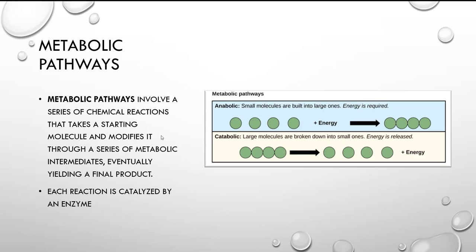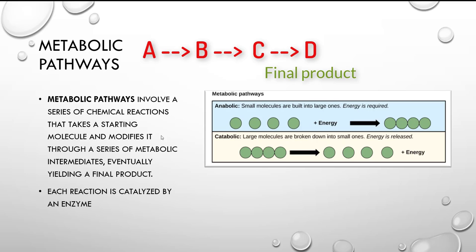It's just a series of reactions that have to take place, starting with one molecule and then undergoing another reaction to modify it to another molecule, and then undergoing another reaction to modify it to another molecule, until eventually you'll yield the final product. So you end up with a series of these intermediates until you end up with that final product. Okay, and each time you have a reaction take place, there's an enzyme that's catalyzing that reaction.